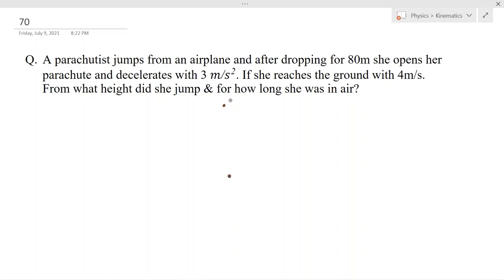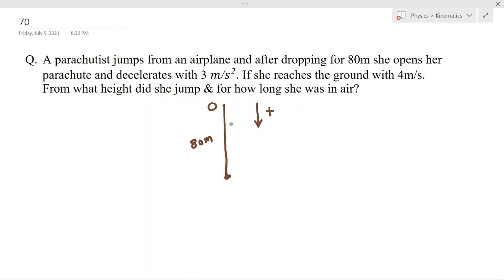So let's say this is the origin of our coordinate system, and the downward direction is positive, and let's say upward direction is negative. I won't write the arrow here because it will obstruct the view of the question. Now this is our origin and she drops for 80 meters. So this distance is 80 meters. We have to find from what height did she jump and for how long she was in the air.